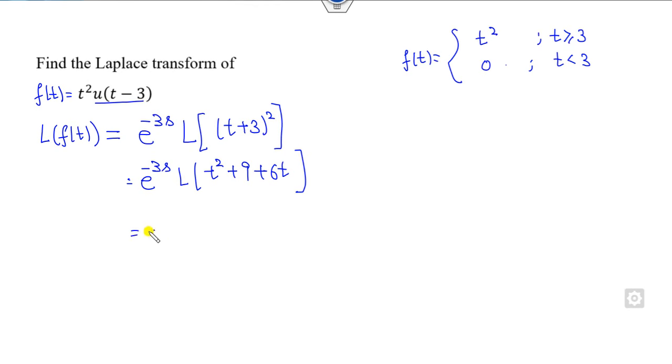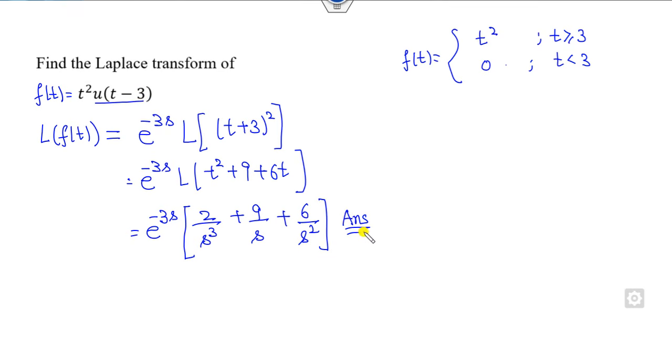Now you can find the Laplace of this minus 3s. Laplace of t square will be 2 upon s cube, 9 will be 9 over s, and 6t will be 6 over s square. This is the right answer.